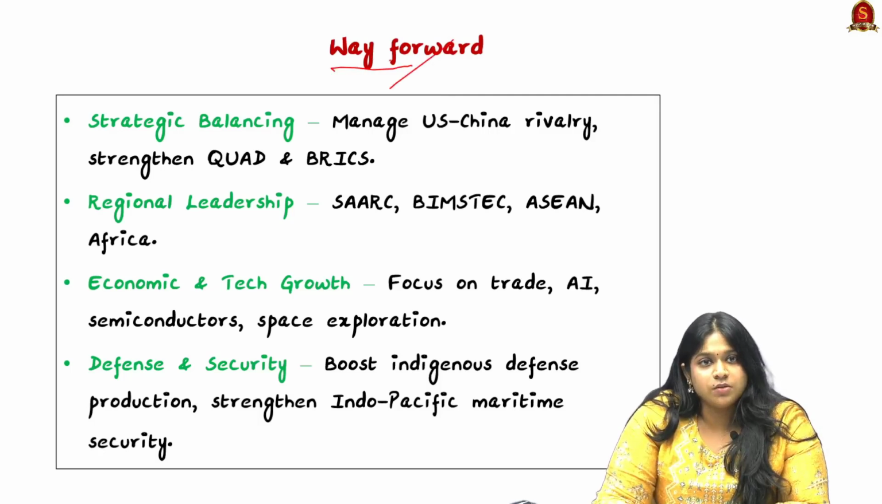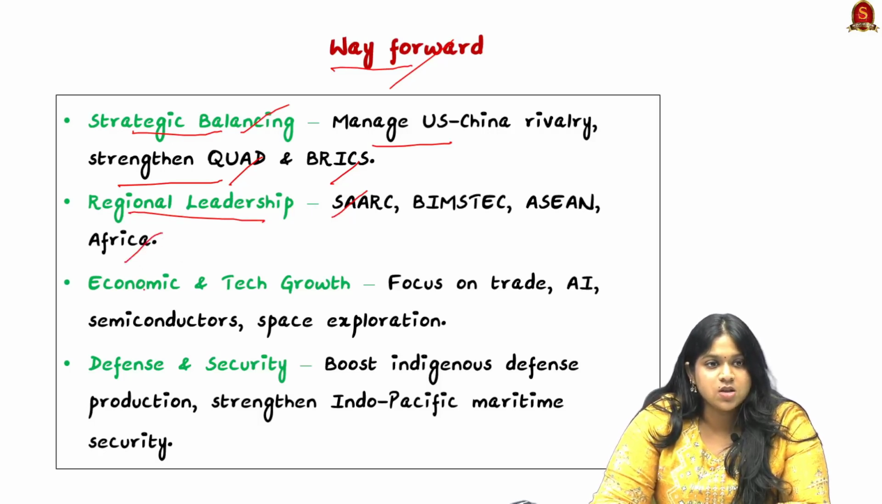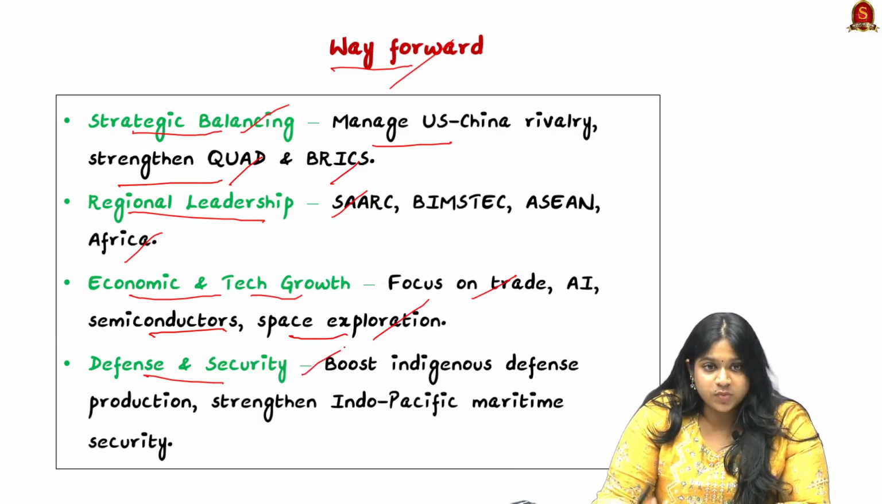So let's look at the way forward. Having strategic balancing, managing US-China rivalry, strengthening Quad, BRICS, bringing leadership importance such as I told before, SAARC, BIMSTEC, ASEAN and African relations, economic and tech growth, focusing on trade, AI, semiconductors, space exploration, and having defense and security enhancements to boost, as I told before, indigenous defense production, strengthening Indo-Pacific maritime security.